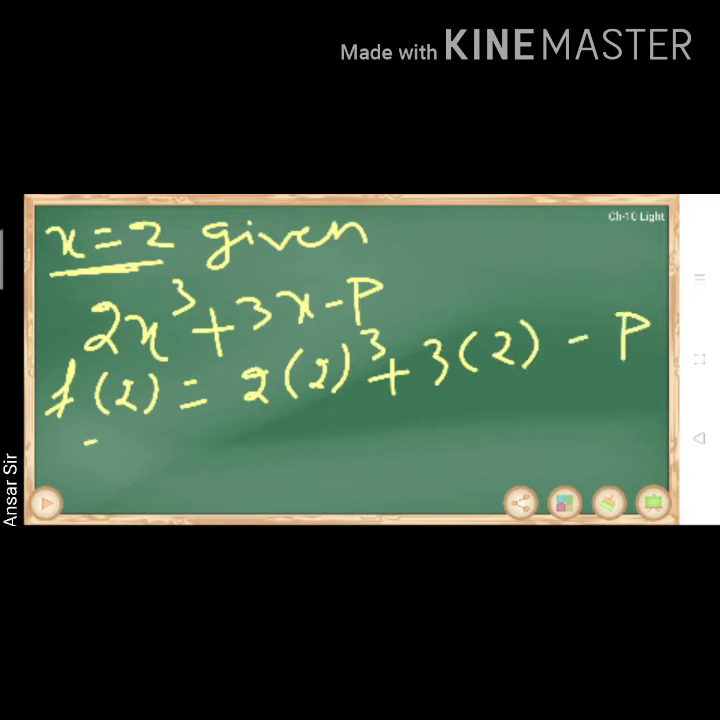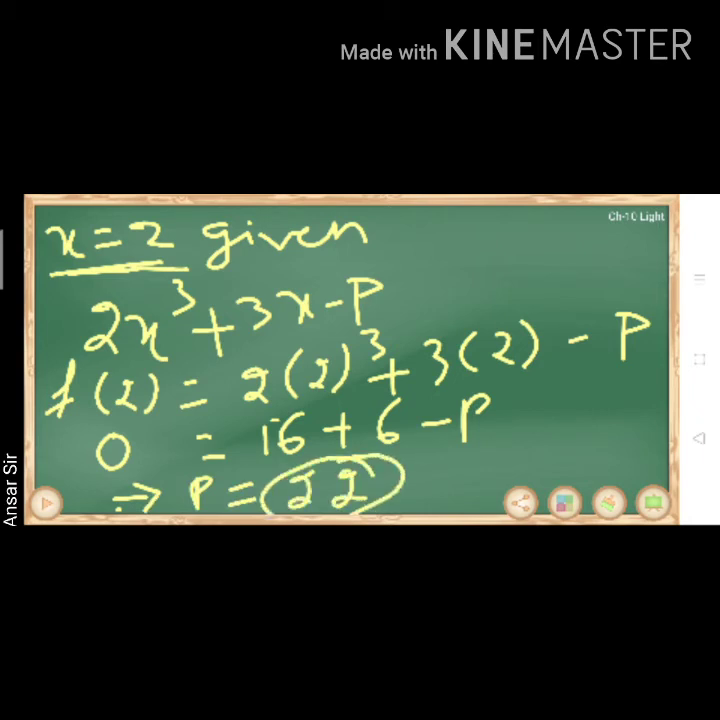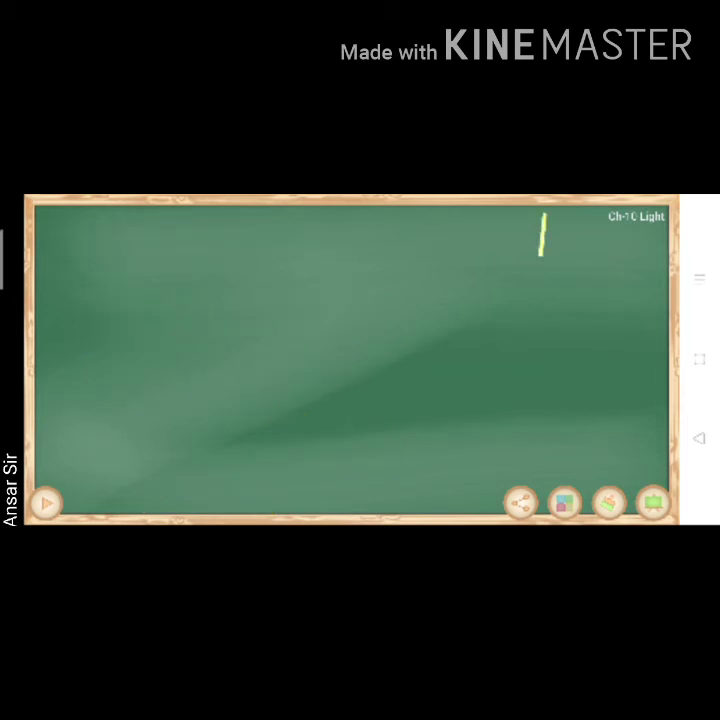We have to remember this: if x equals 2 is given as a zero of the polynomial, then f of 2 must be 0. So while solving this, we put f of 2 equal to 0 and solve it. So how much does this become? 2 cube into 2 is 16, plus 6 minus p equals 0, which implies that p equals 22. So the value of p is 22. Hope you understand this example.